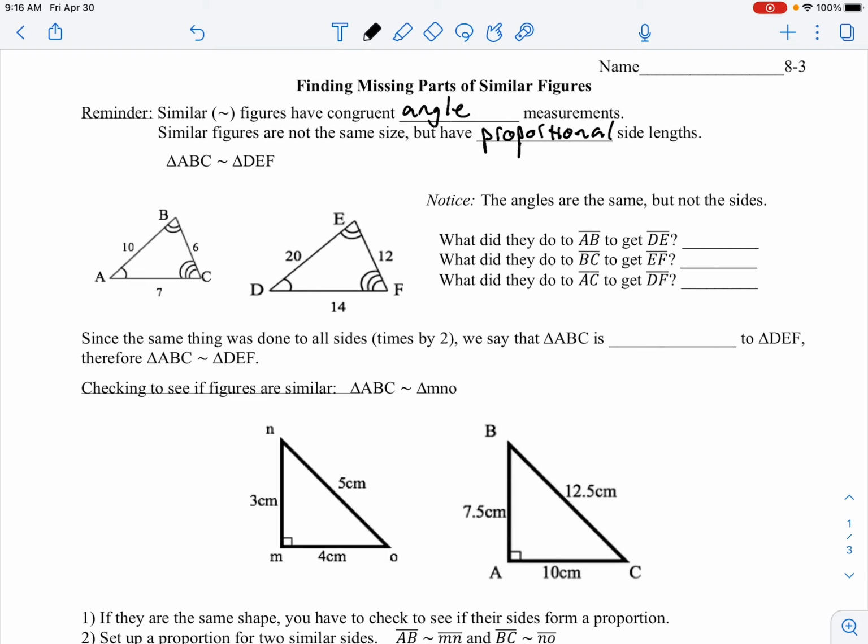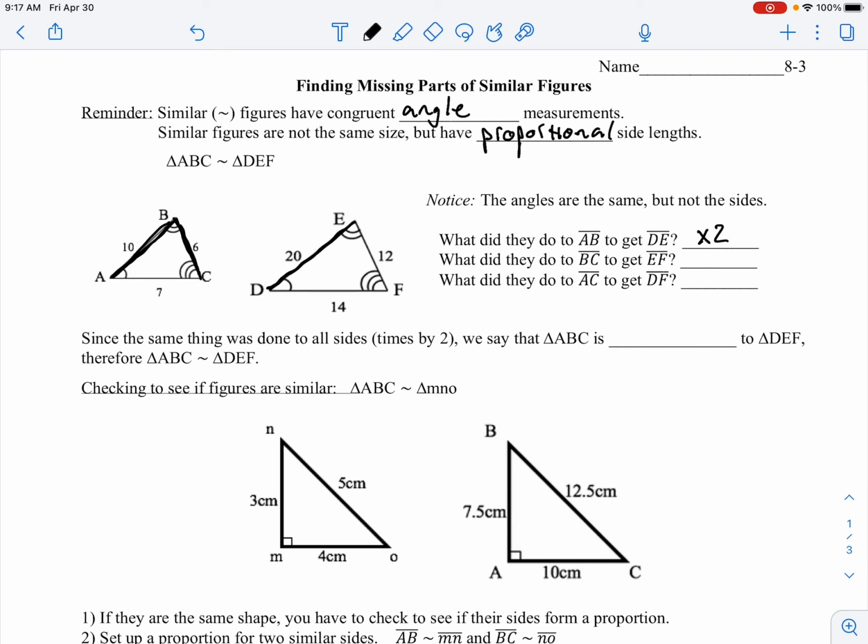figures that we're given. So, if we take a look at these two triangles here, we have ABC and DEF, two triangles. So what we are doing is we're taking a look at what did they do to side length AB here to get from this length to this length, DE. So how do we get from 10 to 20? Well, that's pretty simple. We multiplied by 2.